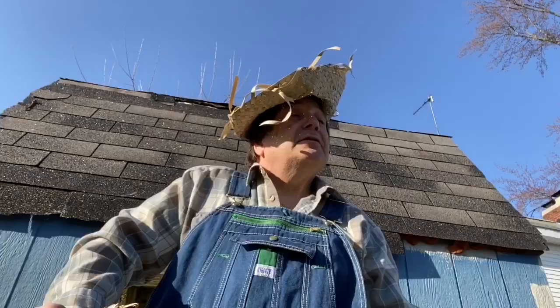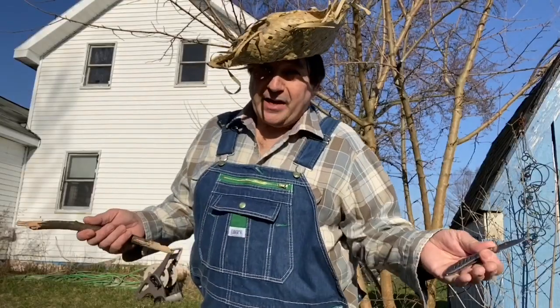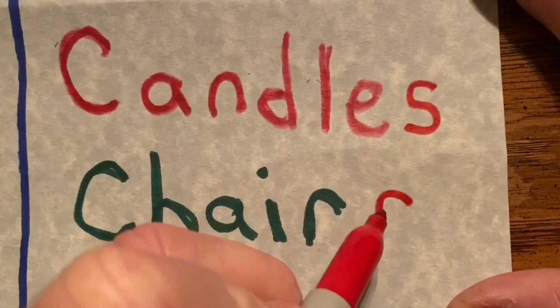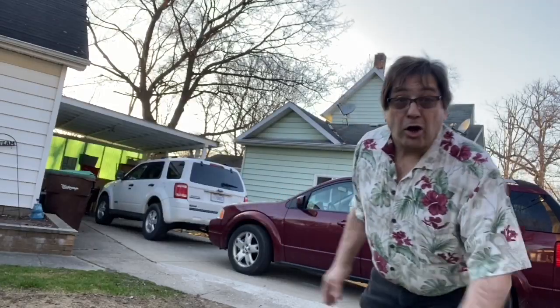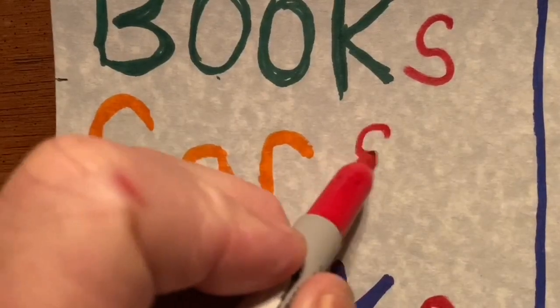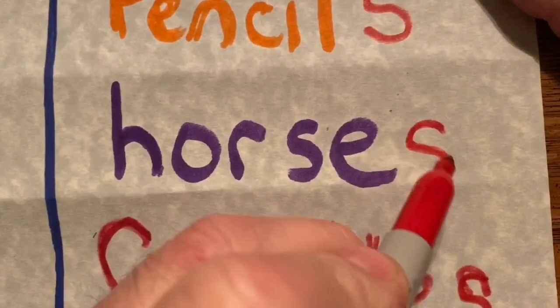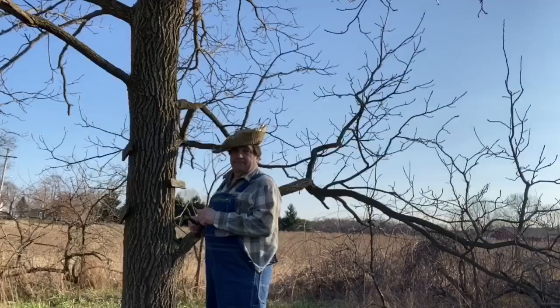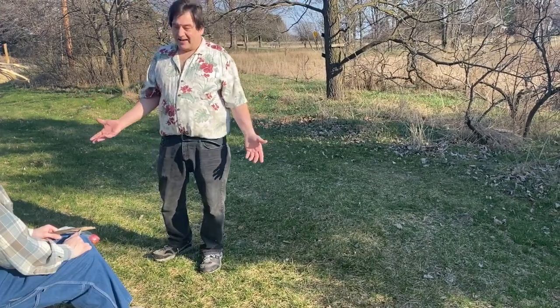How about bananas? Just add an S. Pencils? Just add an S. How about chairs? Oh, candles. Yep, just add an S on both. How about books? Just add an S. Well, how about cars? Just add an S. Horses? Just add an S. How about houses? Just add an S. So I just have to add an S. Yep, you have it. That's great.